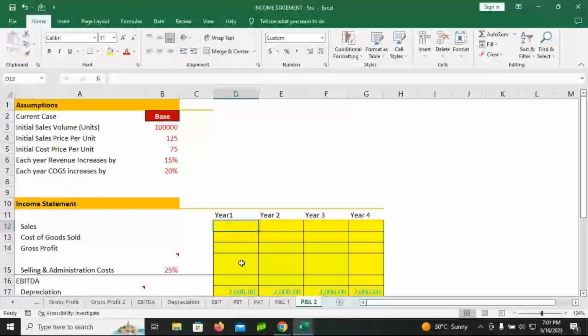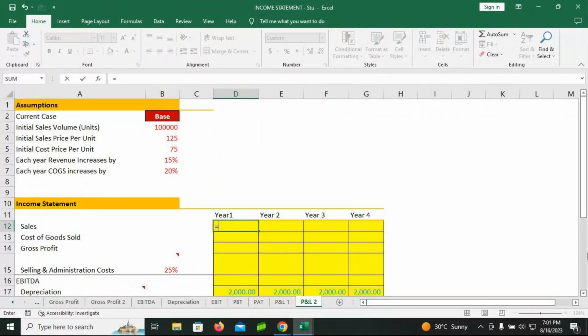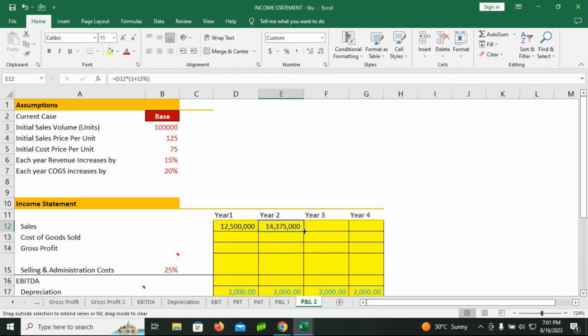Now let's take the values. What is the initial sales volume? That is 10 lakh, into 125 rupees per unit, which is 12,50,000 rupees. Okay, it's not 12 lakh. Fine. Now they are telling revenue is increased by 15%. So how am I going to calculate the revenue? I'll take the previous year value into, open the bracket, 1 plus 15%. Understand the concept: for the first year, I multiply the sales value with 1, and the number remains the same, plus 15%. So I have got my value. I'll just come here and do the fill series.